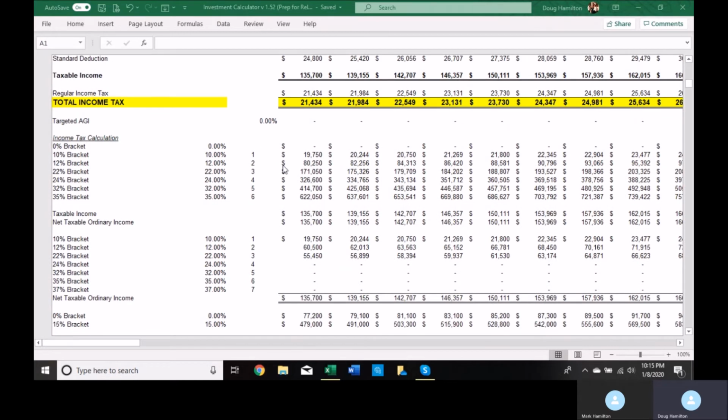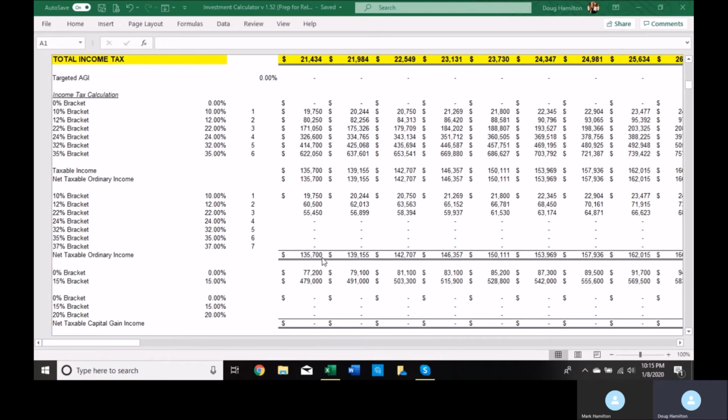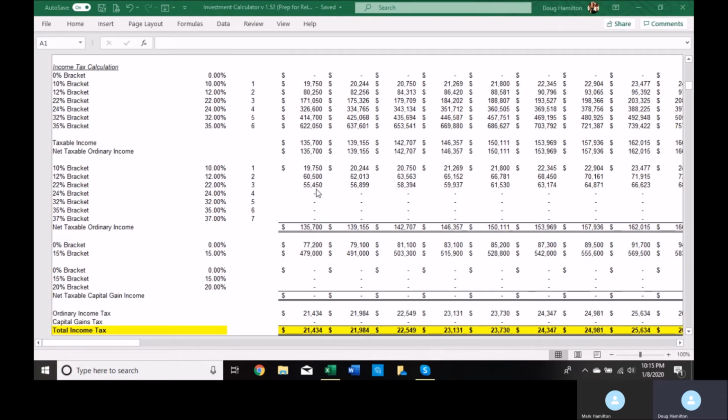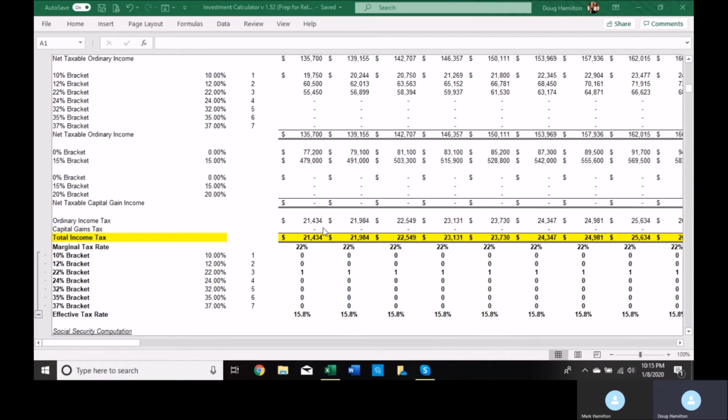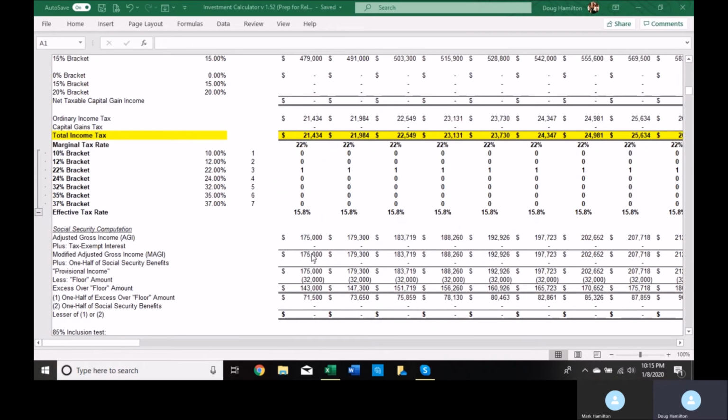Here are the income tax brackets, and then this here will show you which brackets the income is in and finishing in. So for instance, this person here has a marginal tax bracket of 22%, where their last dollar is being taxed in the 22% tax bracket. We're not figuring in any capital gains or any AMT taxes or anything like that. We're just looking straight at income taxes.